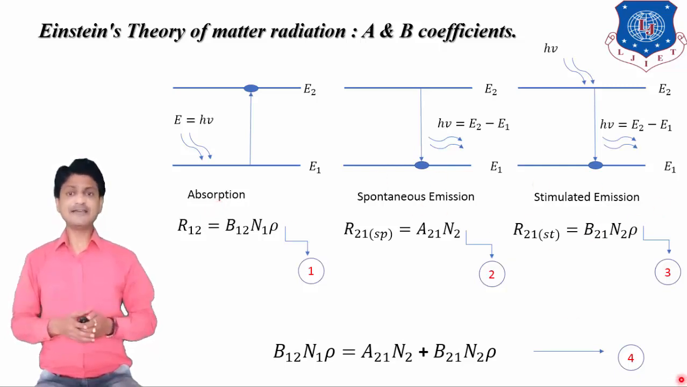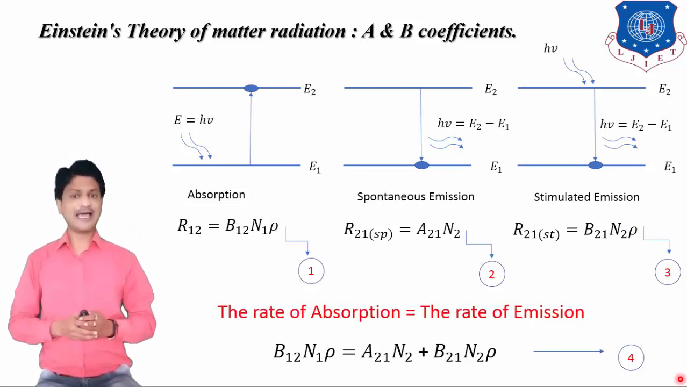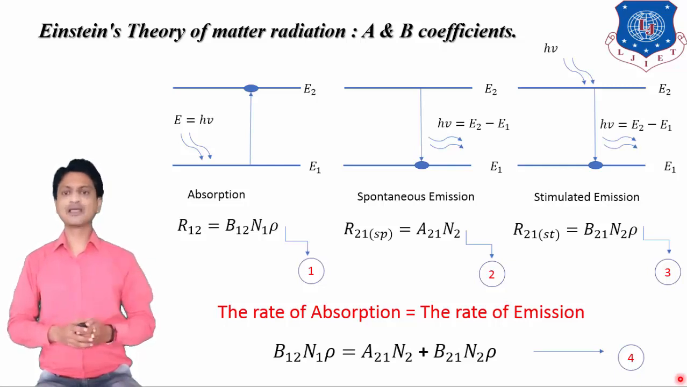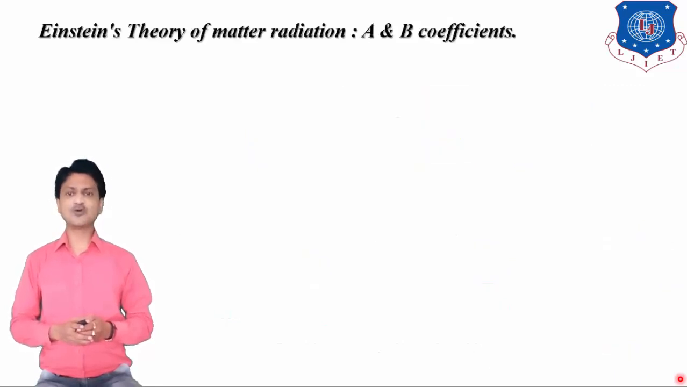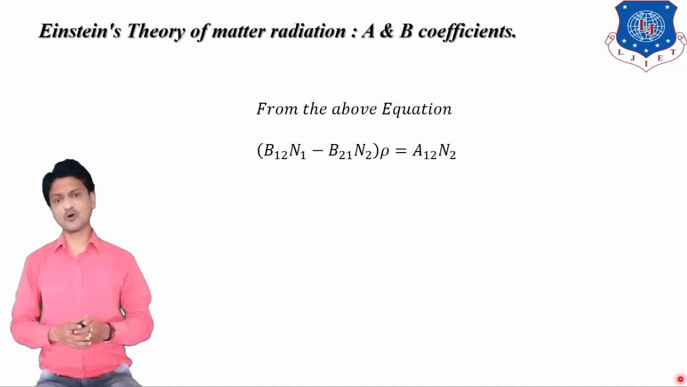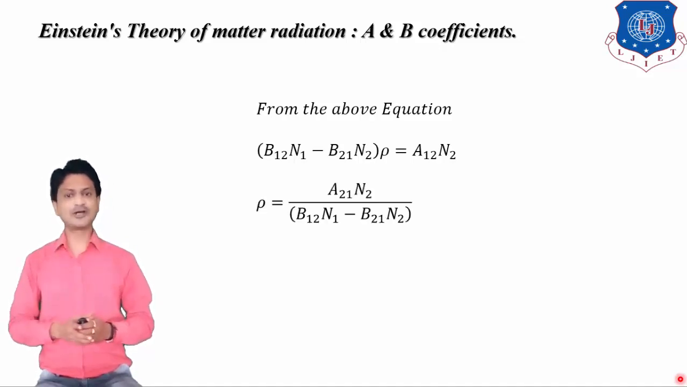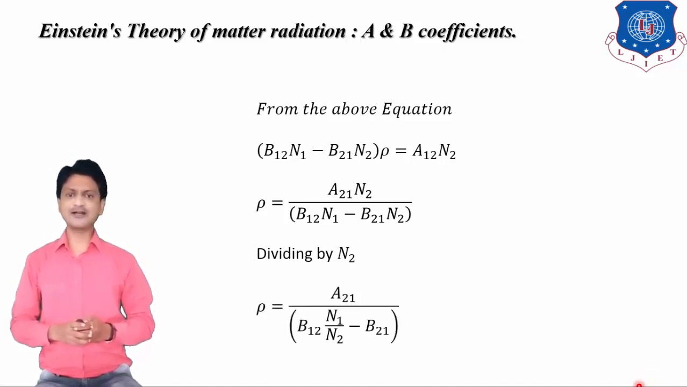So if we compare both the transitions, then the rate of absorption is equal to the rate of emission. So B12 N1 into rho equals A21 N2 plus B21 N2 into rho. Now, from the above equation, if we rearrange, we get (B12 N1 minus B21 N2) into rho equals A21 into N2. Now, rho is equal to A21 N2 upon (B12 N1 minus B21 N2). Now, dividing the equation by N2, we have rho equals A21 upon (B12 N1 by N2 minus B21).